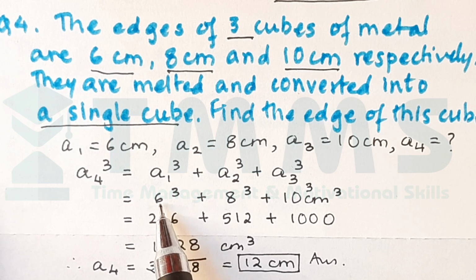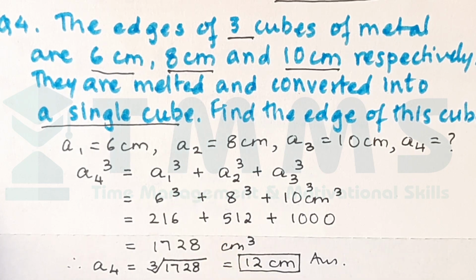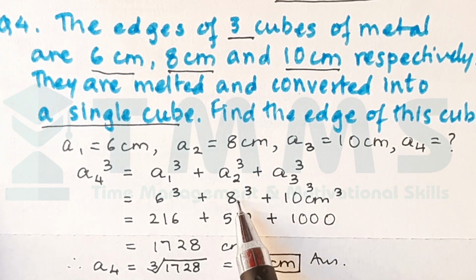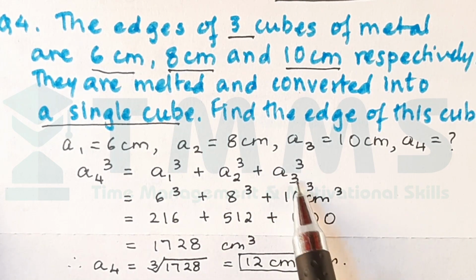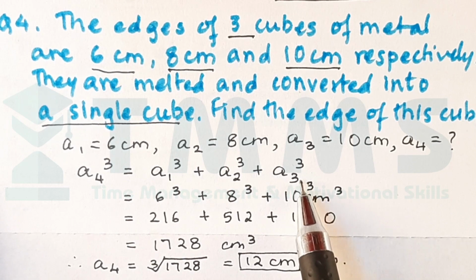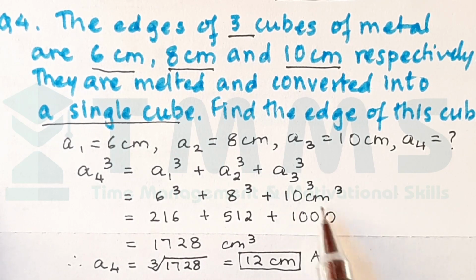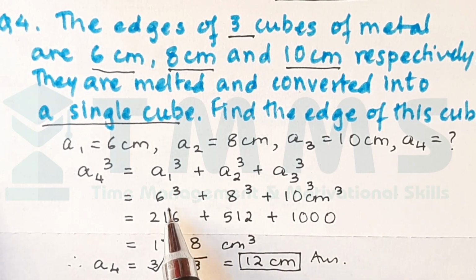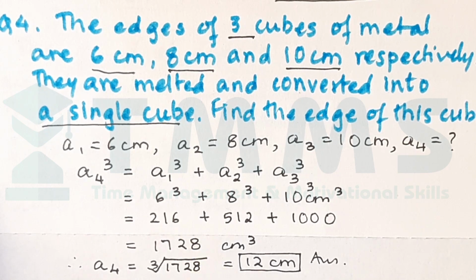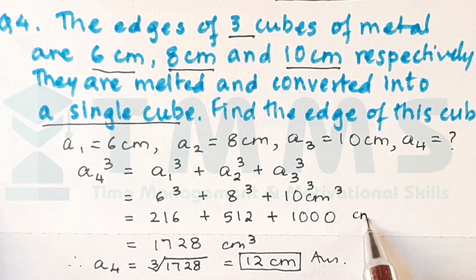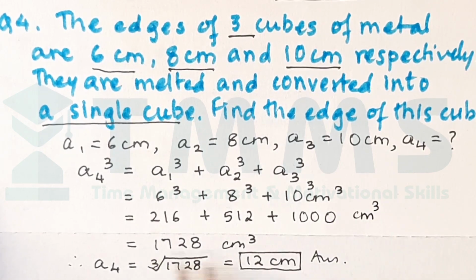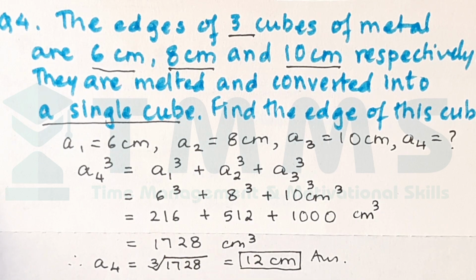Then we substitute. A1 is 6, so A1 cube becomes 6 cube. A2 is 8, so A2 cube becomes 8 cube, and A3 is 10, so A3 cube becomes 10 cube centimeter cubes. So this will give us 216, this will give us 512, this will give us 1000, and those are all centimeter cubes. Total it up, 1728 centimeter cube.